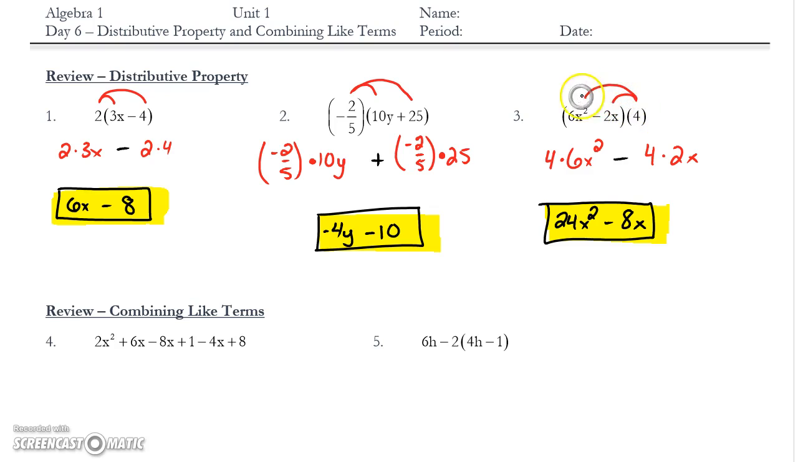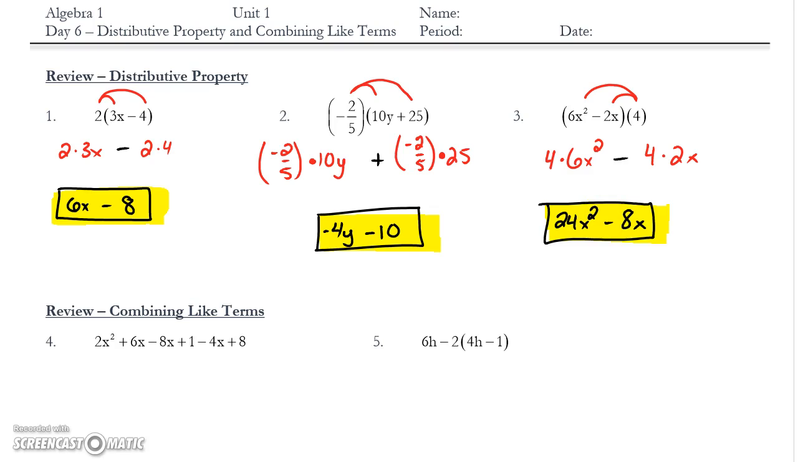I distribute the 4 to the 6x squared. 4 times 6 is 24. I keep the x squared. Bring down my subtraction. 4 times 2x is 4 times 2 is 8. Bring down the x. It's my final answer because these are not like terms. Same variable but different exponents.